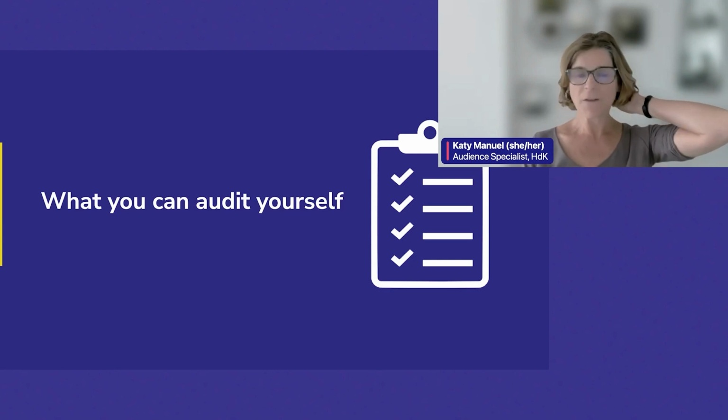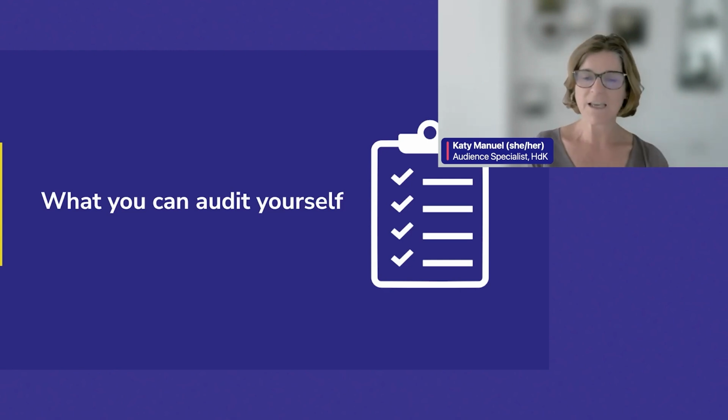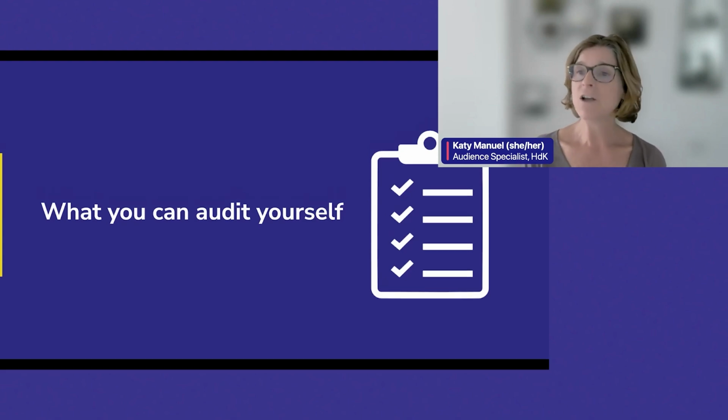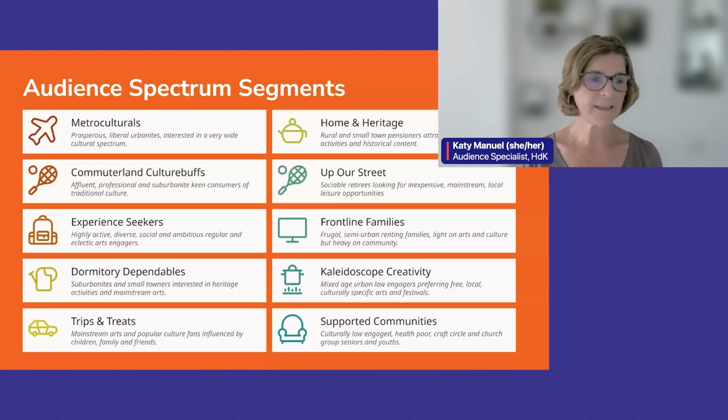So just on the next slide, you can see the Audience Spectrum ones, which some of you are already using. These are ones that you used to have to report back to the Arts Council, so Metroculturals, Kaleidoscope Creativity. And then on the next slide, we can see the Morris Hargreaves McIntyre culture segments, which again, you can adapt to web personas, or you can, as some of you are already doing, create your own.